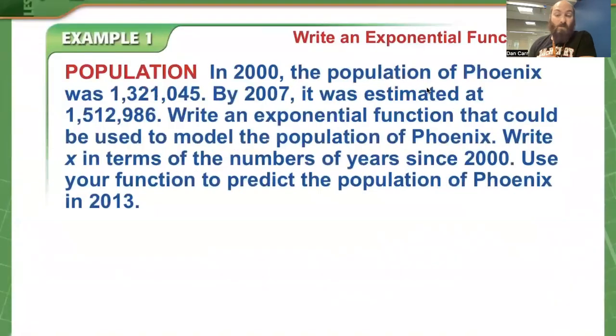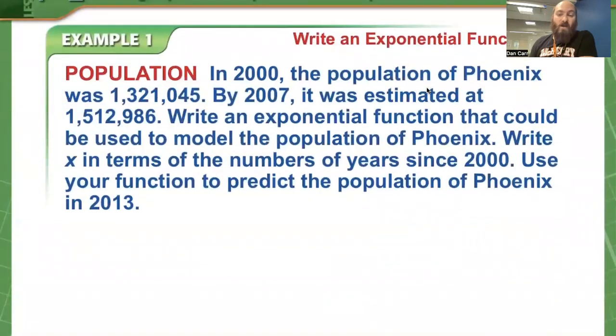Let's talk about writing an exponential function for this. In 2000, the population of Phoenix was 1,321,045. By 2007, it was estimated at 1,512,986. Write an exponential function that could be used to model the population of Phoenix. Write x in terms of the number of years since 2000. So we're going to use your function to predict what the population will be in Phoenix in 2013. So I just got to pull up my calculator real quick because I'm going to need that here.